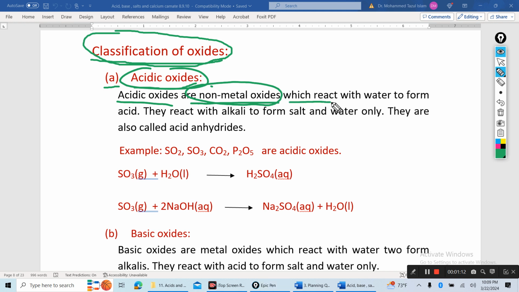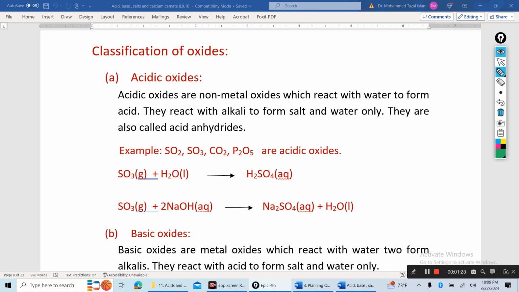Then acidic oxide reacts with water to form acid. First point, acidic oxides are non-metal oxide. Second point you learn, acidic oxides react with water to produce acid. Then you can learn acidic oxide reacts with alkali to form salt and water. They are also called acid anhydrides. Acidic oxides are known as acid anhydrides.